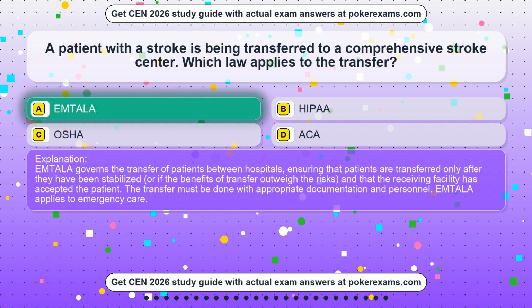EMTALA governs the transfer of patients between hospitals, ensuring that patients are transferred only after they have been stabilized, or if the benefits of transfer outweigh the risks, and that the receiving facility has accepted the patient. The transfer must be done with appropriate documentation and personnel. EMTALA applies to emergency care.